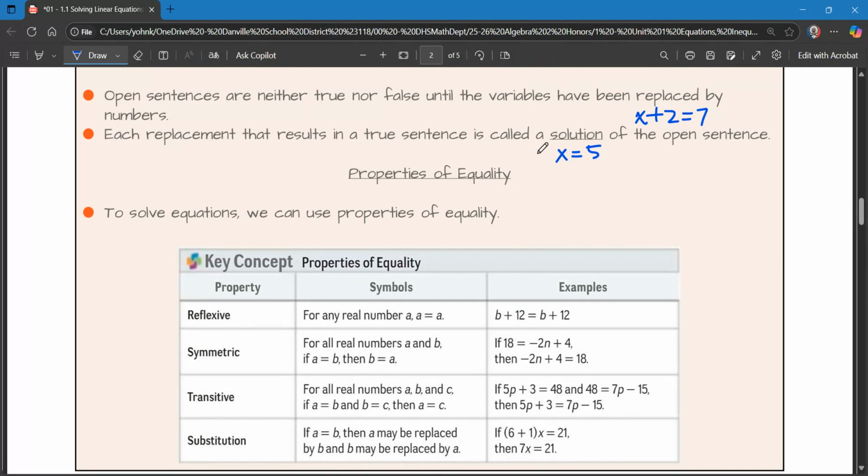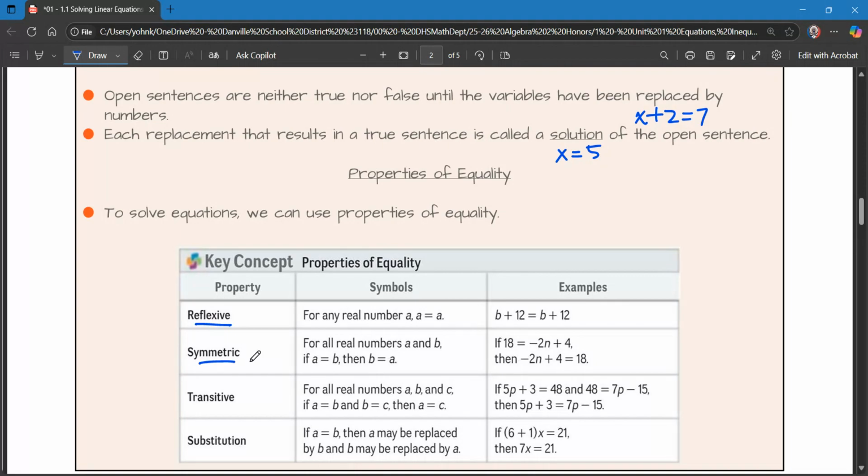So the reason why we can come to this solution is because of these things called the properties of equality. And these are things that you've learned about before, but you've probably forgotten. The first one is called the reflexive property. It says that if you have an equal sign and you have things on both sides, then those two things are equal. For example, look here, b plus 12 equals b plus 12. Notice that they're exactly the same. It's like you're looking at a reflection in the mirror.